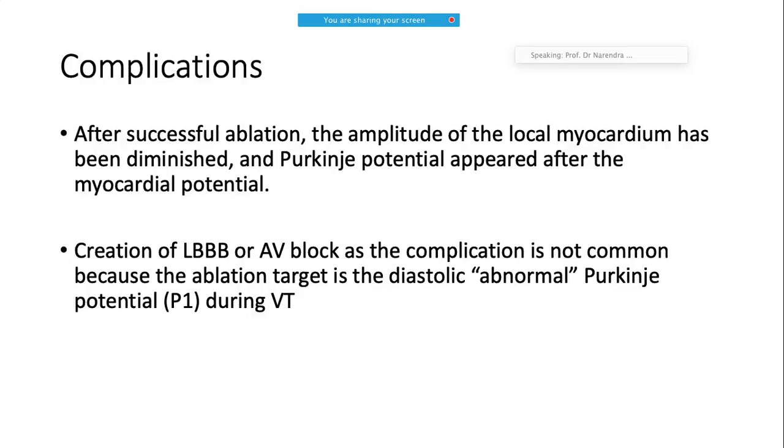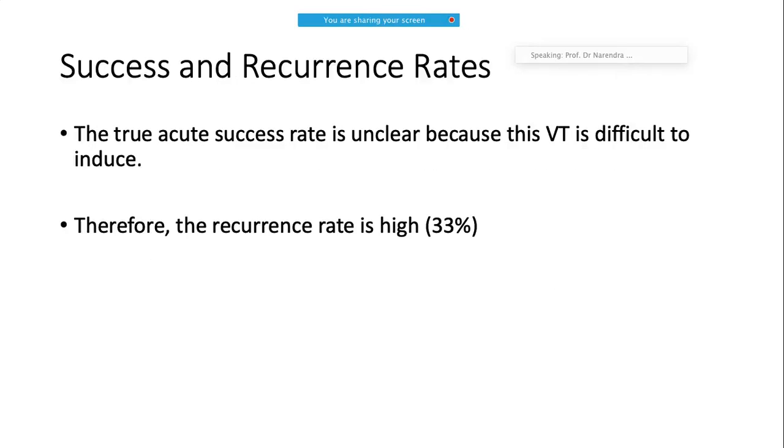A lot of times, someone may get confused with the His potential as well. That is where AV block may happen. Even left bundle branch block may happen, because if someone has already ablated the left bundle branch as well. So the best thing is, of course, yes, when VT is difficult to induce.